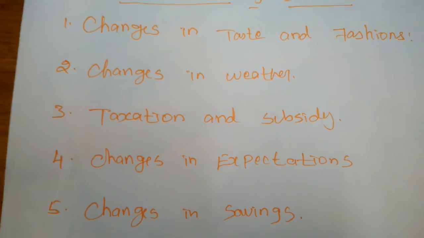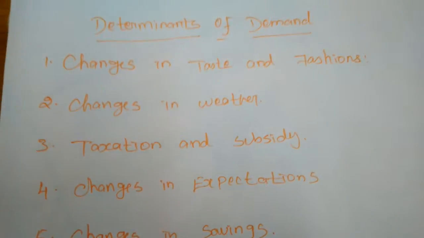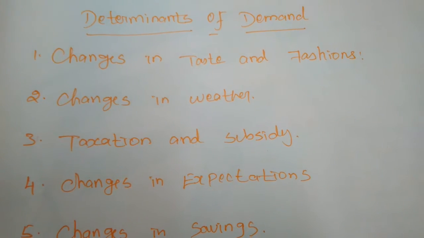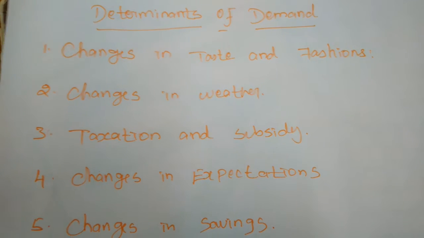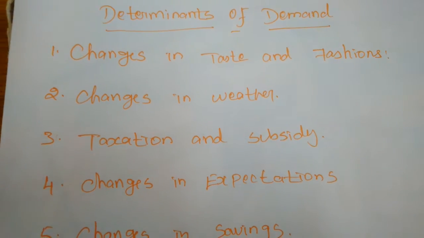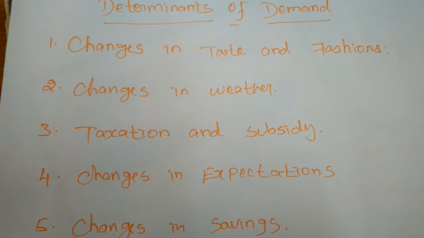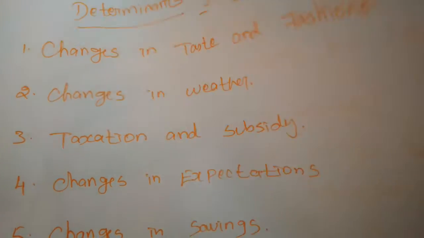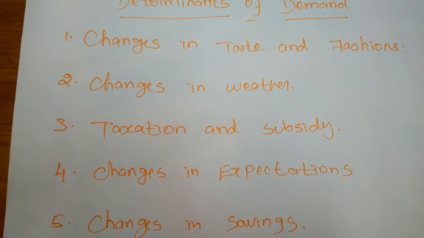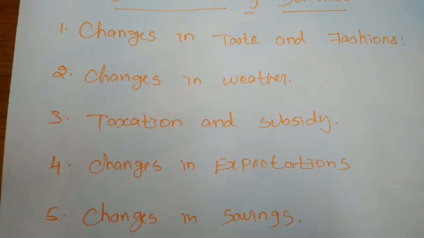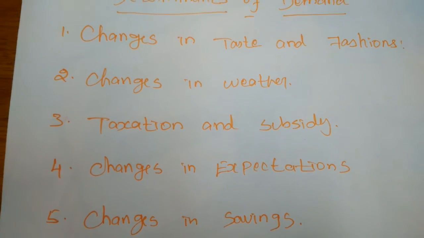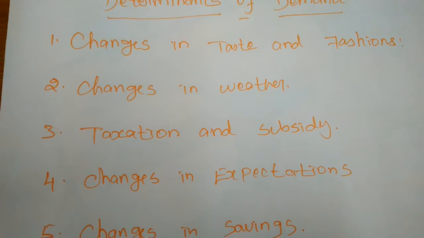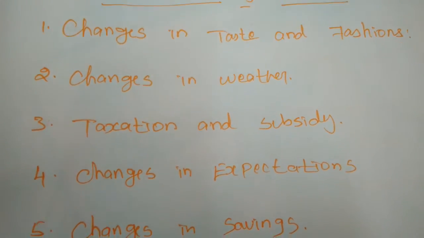Next is changes in the weather conditions. On the basis of changes in the weather conditions also, the demand will change. For example, in the summertime, we all drink cool drinks, right? And in the rainy season, we want to drink a cup of tea or coffee, some hot drinks. In the rainy season, the demand for raincoats and umbrellas will be higher, but in the rest of the year it will be very low.